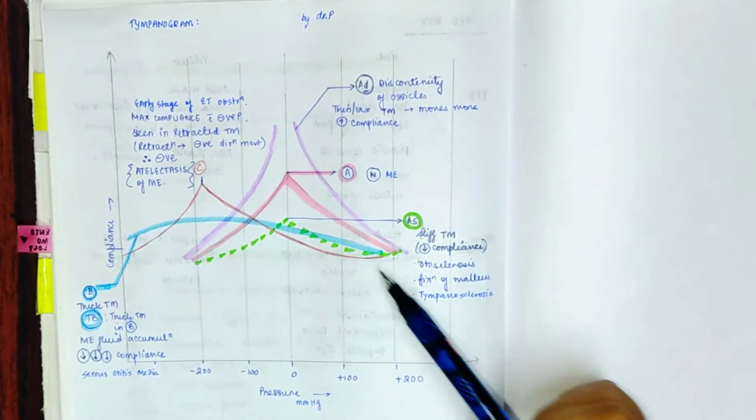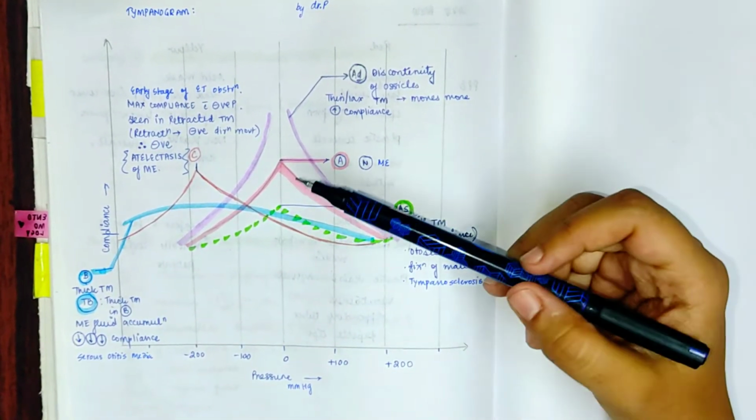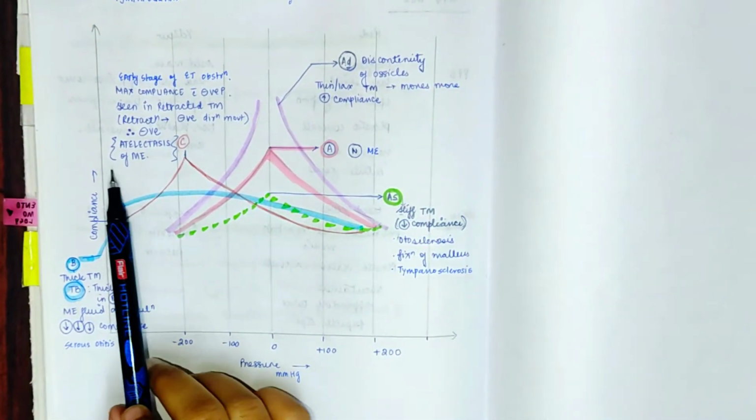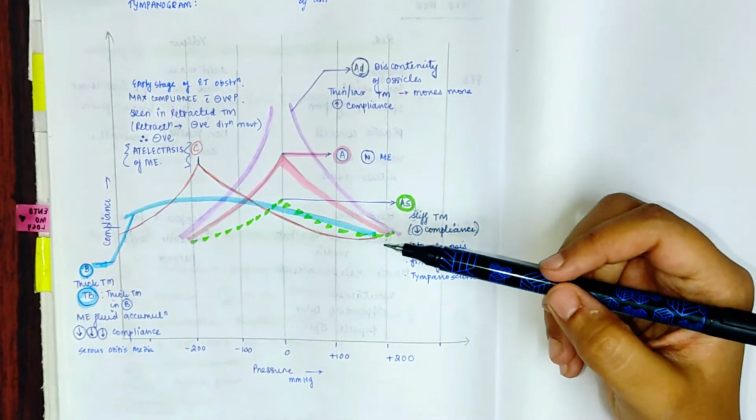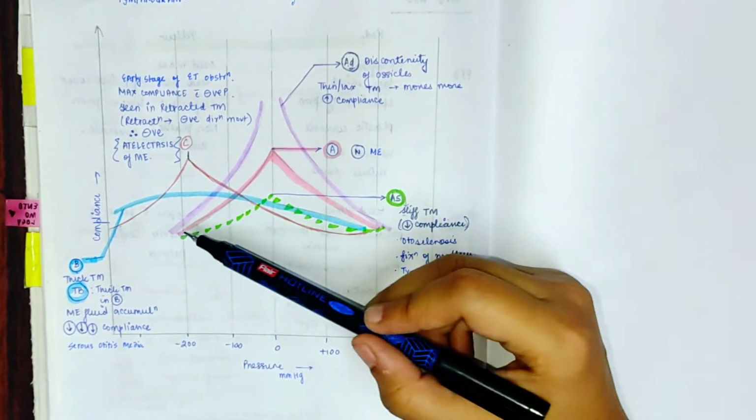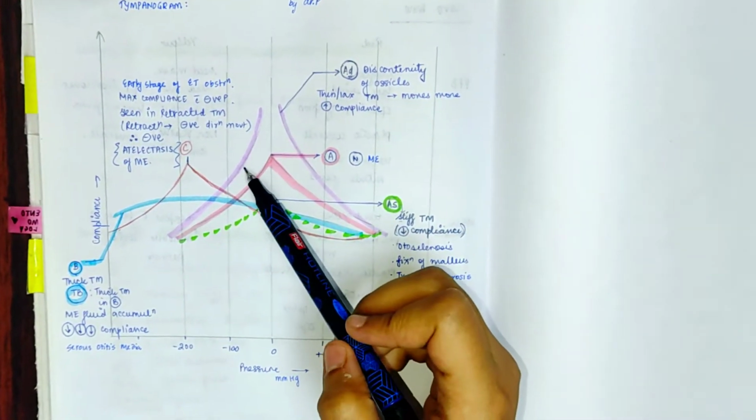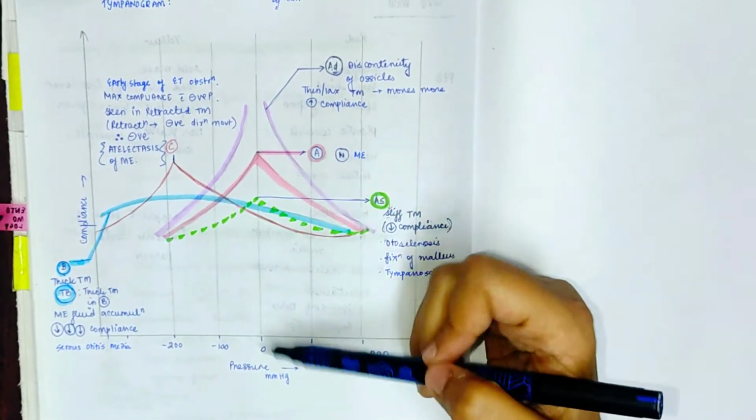So the pink graph that you can see here, that is the normal middle ear. Here there is a notch or a peak at zero pressure, and that is the maximum compliance this has. Now, what pathologies can we have? The first one is this, the purple graph. As you can see here, the compliance is severely increased, but the peak is again at zero, right?